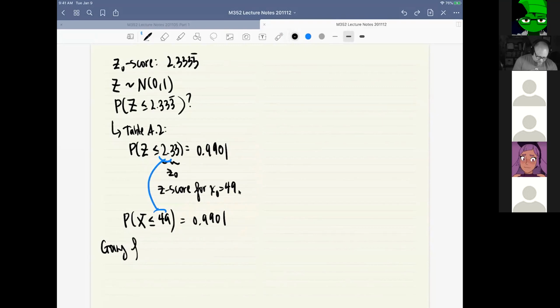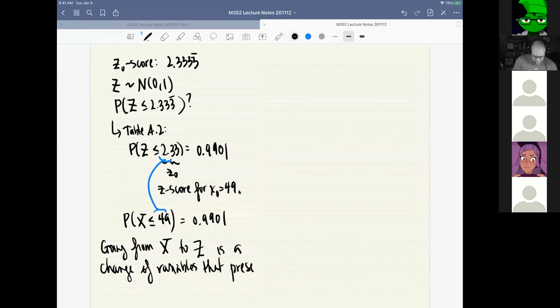In the language of Calc 3, going from X to Z is a change of variables that preserves area. And by preserving area, you're preserving probabilities. So the area under the z curve is the same as the area under the x curve when you do the z-score transformation. And I'll do a couple more of these today too before we're done. But I wanted to show you how we use this textbook.